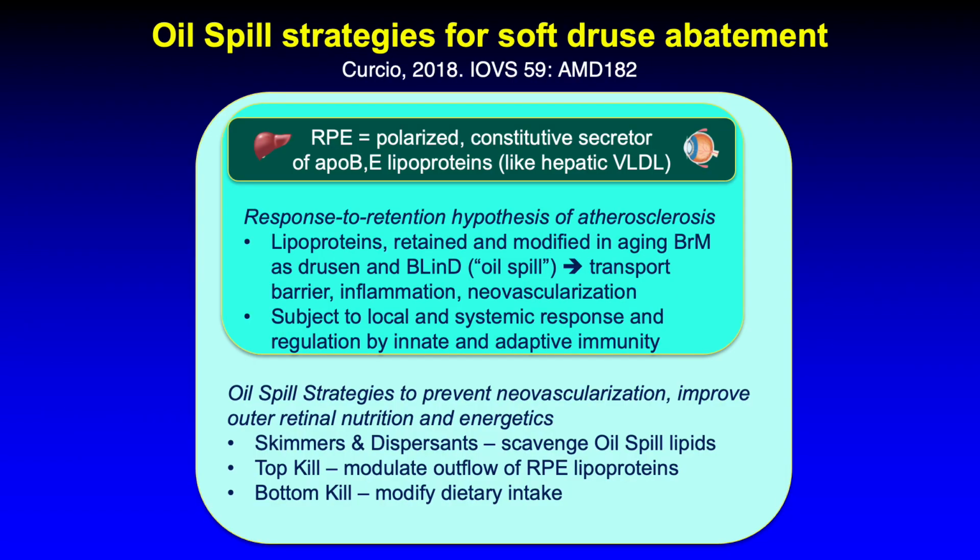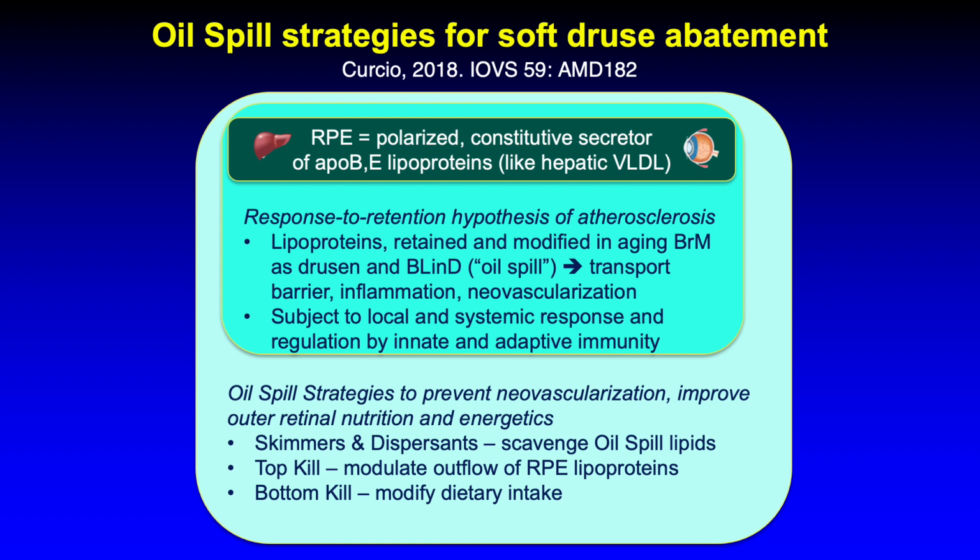The idea that the RPE is a constitutive and polarized secretor of ApoB and E lipoproteins is the basis of a response to retention hypothesis of AMD, based on a concept of the same name proposed for atherosclerotic cardiovascular disease by Ira Tabas and Kevin Jon Williams. We called it the oil spill strategies because of the lipid, and because most people would agree that cleaning up an oil spill is a good thing to do.